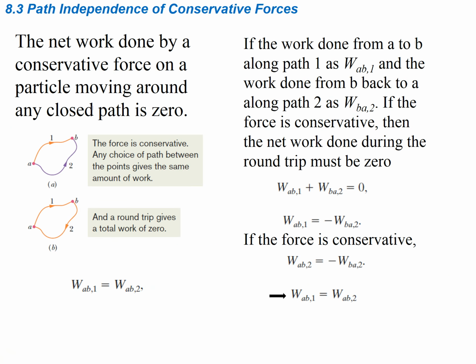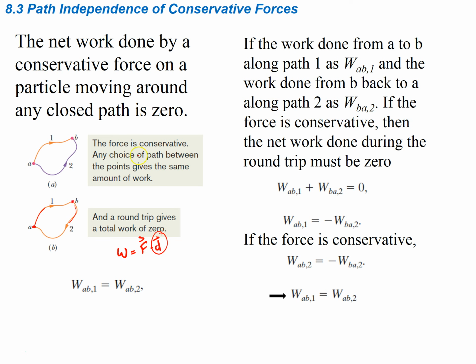So let's look at the path independence of conservative forces. The net work done by a conservative force on a particle moving around any closed path is 0. So a round trip gives a total work of 0. If you start here and go all the way up to B, and then come down around this other path and get back to A, the total work done is 0. Remember, work is equal to F dot D, and these are 2 vectors. The displacement vector would be 0 if you start and end at the same spot, because displacement is always from your starting position to your ending position. So if that's 0, your work is 0.